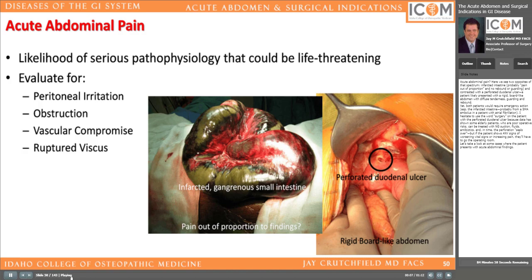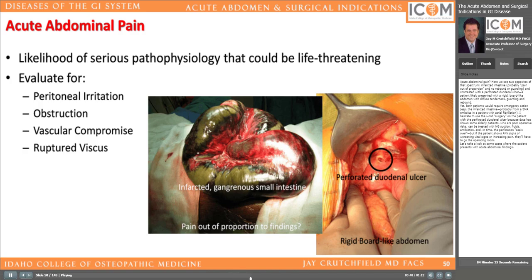Here we see two opposites of that spectrum. The first, infarcted intestine. The patient probably presented with pain out of proportion to the findings and without rebound or guarding. And contrast this with a perforated duodenal ulcer. In this case, the patient likely presented to the emergency room with a rigid, board-like abdomen with diffuse tenderness, guarding, rebound, and rigidity. Yet both patients would require emergency action, especially the infarcted intestine, probably caused from an SMA embolus in a patient with atrial fibrillation.